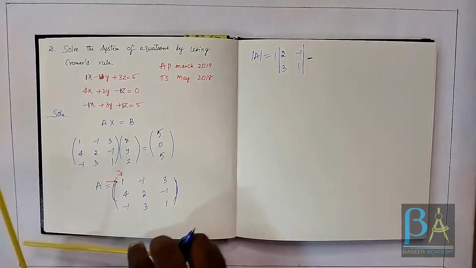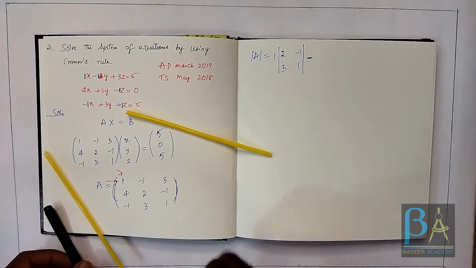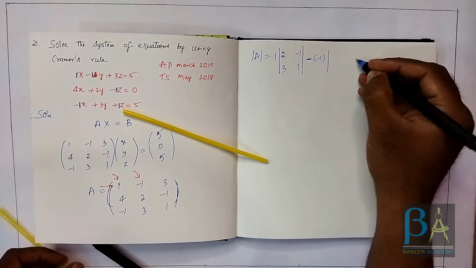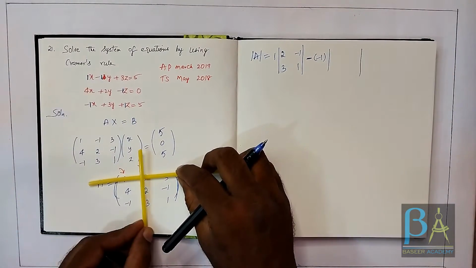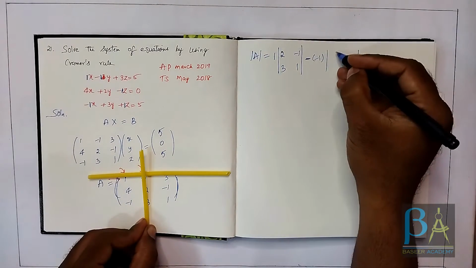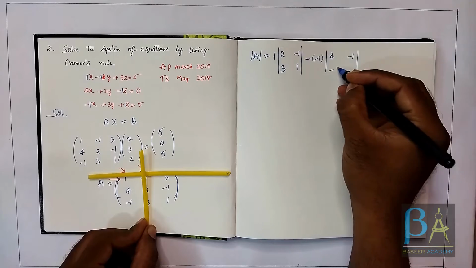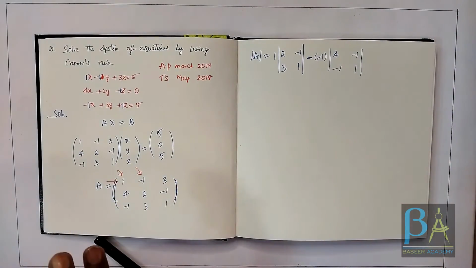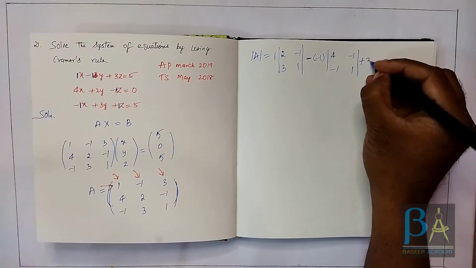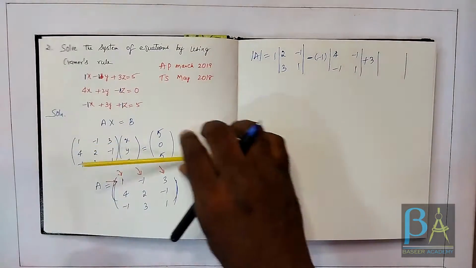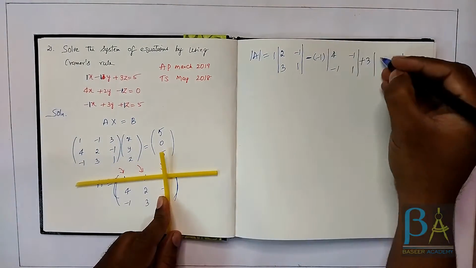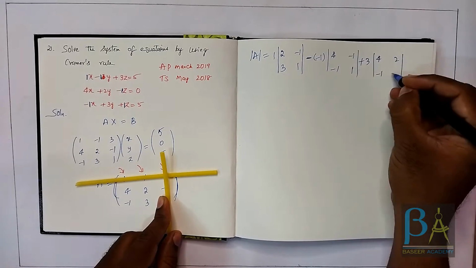Keep a minus sign, and now I'm going to target the next number, which is minus 1 here. When you target minus 1, you are left with these 4 numbers: 4, minus 1, minus 1, 1. And let me now target the third number here, 3. When I target 3 here, I'm left with these 4 numbers: 4, 2, minus 1 and 3.